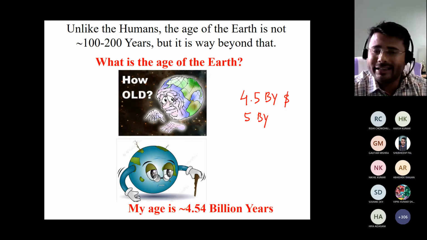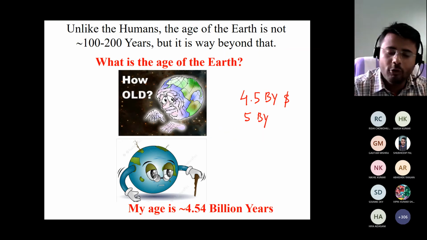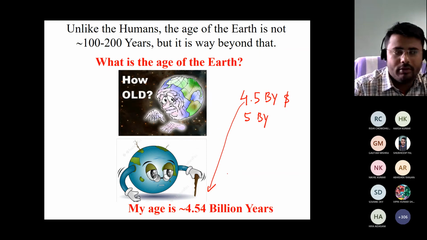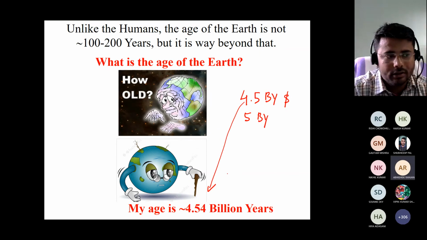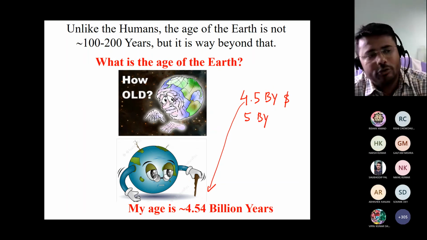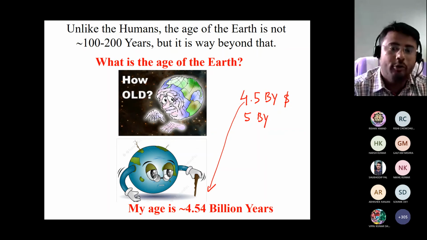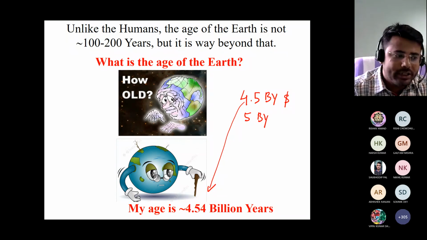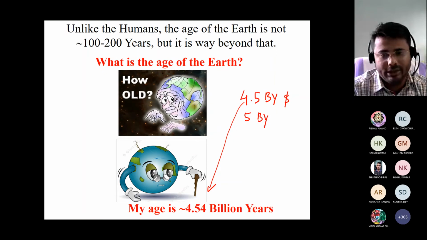Why, sir? Why should it be 4? Big Bang theory? It is not why it should be. It is more than 4.4 billion years. Okay, we'll be coming into that. So basically the age of our earth is 4.54 billion years exactly.